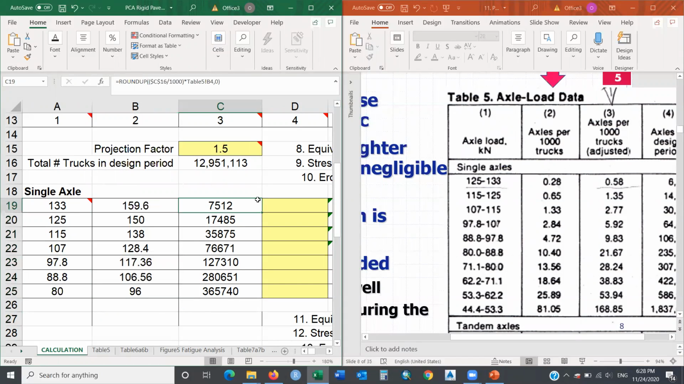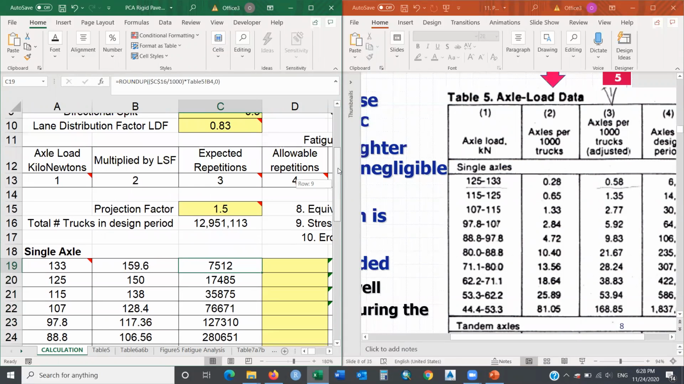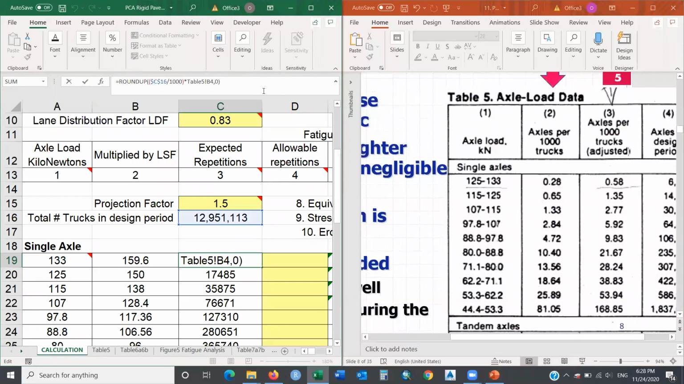Now, I need to estimate the number of repetitions that I observe. So the number of repetitions is going to be based on the trucks that I have times this percentage. So 0.58 multiplied by 12,951,113 divided by 1,000. 0.58 multiplied by 12,951,113 divided by 1,000 will give me the 7512, okay?